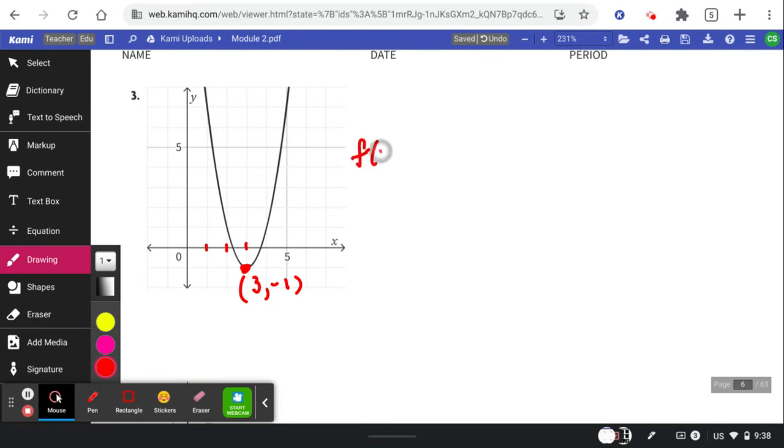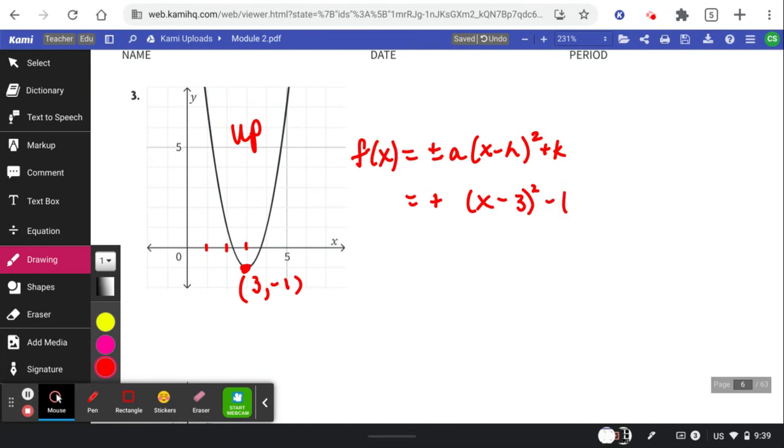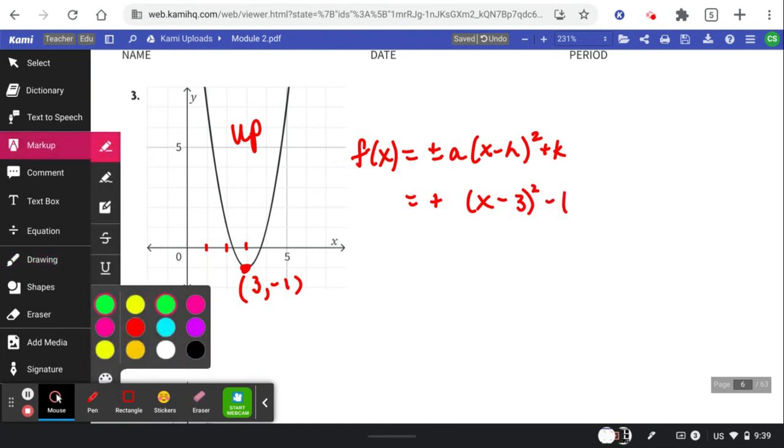Now, we have this new vertex form of a parabola. It's plus or minus a, x minus h squared plus k. And I know this is going to be a positive orientation because my graph is up. I'm going to come back to the a here in a second. It's going to be x minus 3 squared minus 1. This 3 comes from right there, and this minus 1 comes from right there.